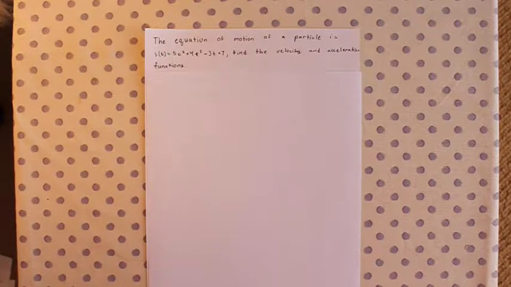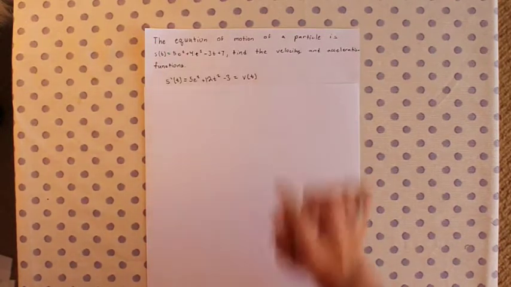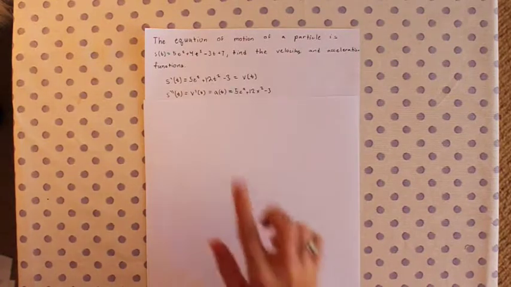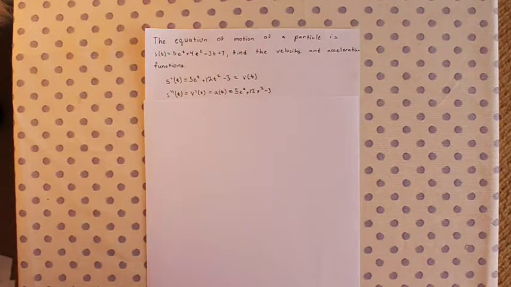So what I did is I took the first derivative of s of t using power rule to get the velocity function. Then I took the derivative of that using power rule to get the acceleration function. This will be applied later when you want to find when a particle is speeding up or slowing down on an interval.